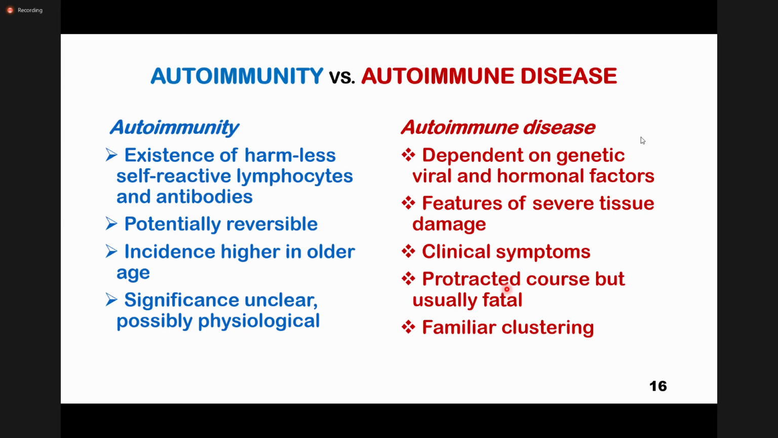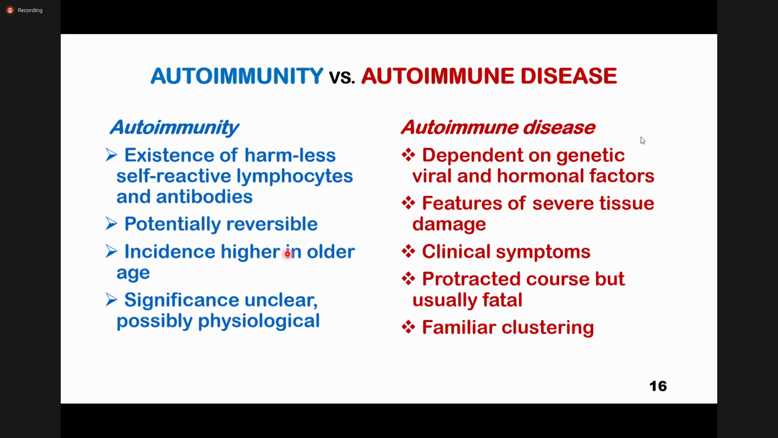So now let's differentiate between autoimmunity and autoimmune disease. The existence of harmless self-reactive lymphocytes and antibodies, this is autoimmunity. Now, dependent on genetic, viral, or hormonal factors, comes autoimmune disease. Autoimmunity is potentially reversible, while autoimmune disease features severe tissue damage.